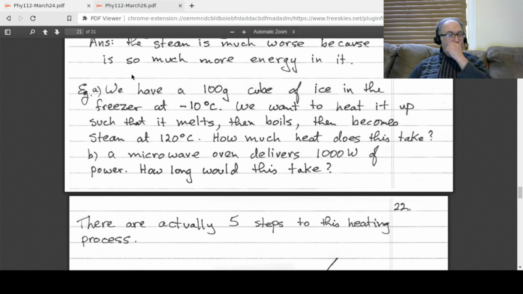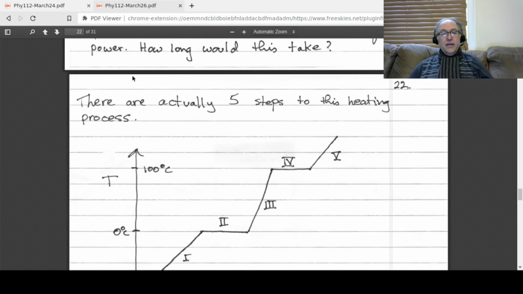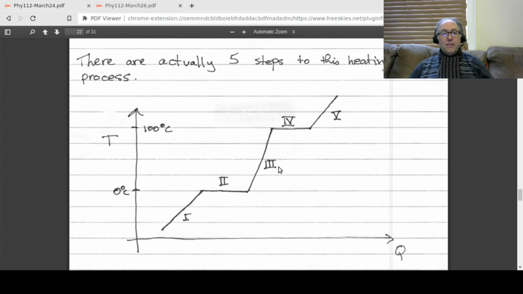All right. So actually, there are 5 steps to this heating. And here I am trying to show you the graph. Suppose we take a look at the temperature here. The temperature is on the vertical axis, and the amount of heat that we've added is on the horizontal axis. Heat is sometimes given the symbol Q. And so here are the 5 different phases. First, we start off with ice at -10, and we heat that up until we get ice at 0 degrees Celsius. So that's the first stage in our heating.